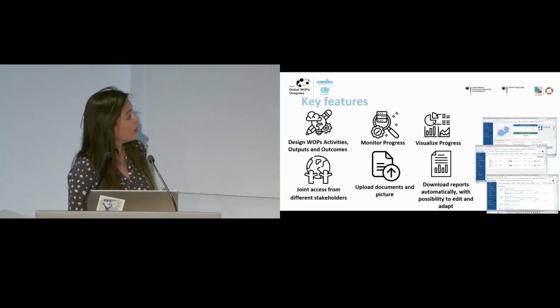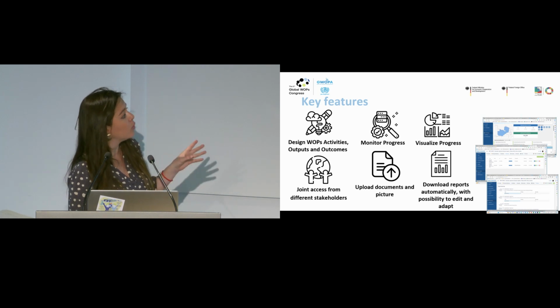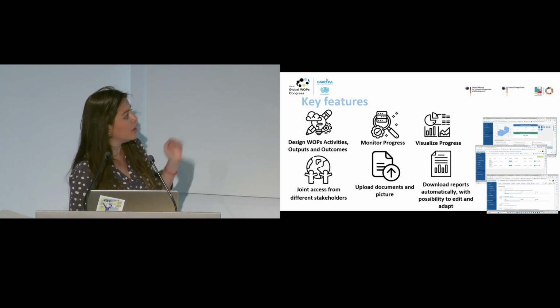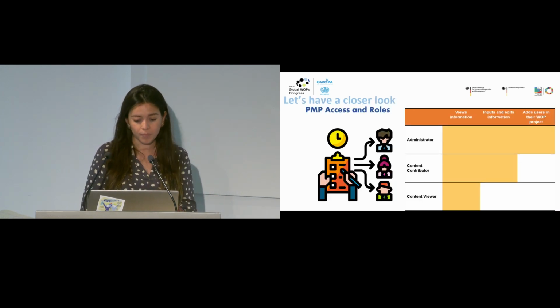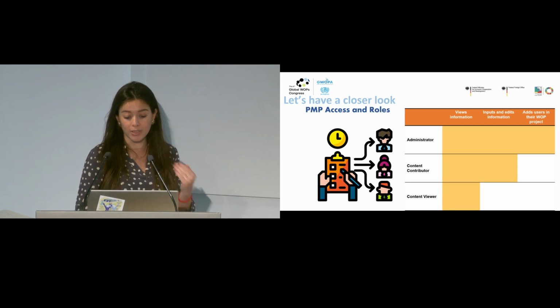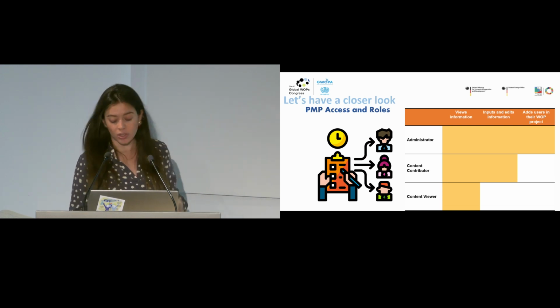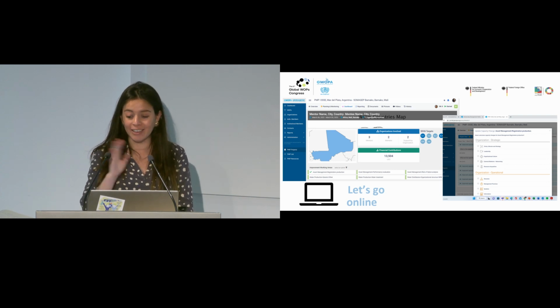Some of the key features were already mentioned, so I will not repeat them, but again, it's really nice to have joint access from different stakeholders. I think that one is key, and you are designing, of course, the activities, outputs, and outcomes. You're monitoring the progress, and you're visualizing the progress, as well as having this automatic reporting. As I was mentioning, there are 3 types of access and roles to the PMP. We will see it on the web, but again, this is what I mentioned just now. And finally, let's go into the tool so you can see how it looks. Later on, I will come back to the presentation just for one last slide.